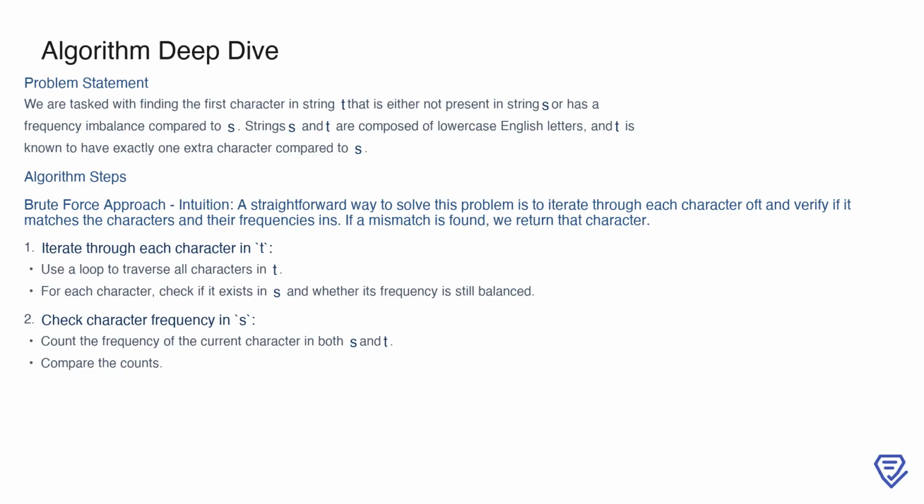One simple way to solve this is the brute force approach. Here, we iterate through each character in T, checking if it exists in S and whether its frequency matches. If we find a mismatch, we can immediately return that character. To do this, we loop through each character in T, count its frequency in both strings, and compare the counts. If a mismatch is detected, we return the extra character right away.